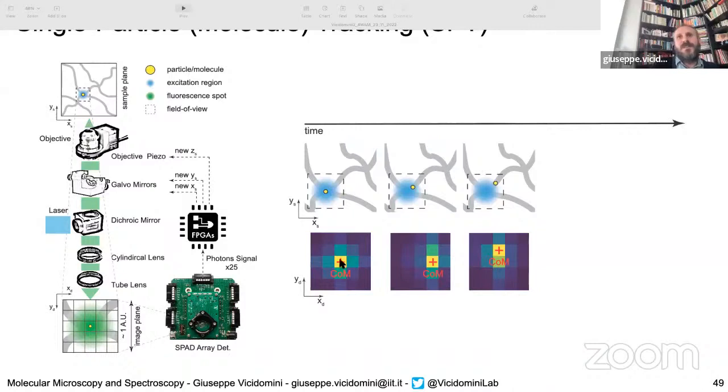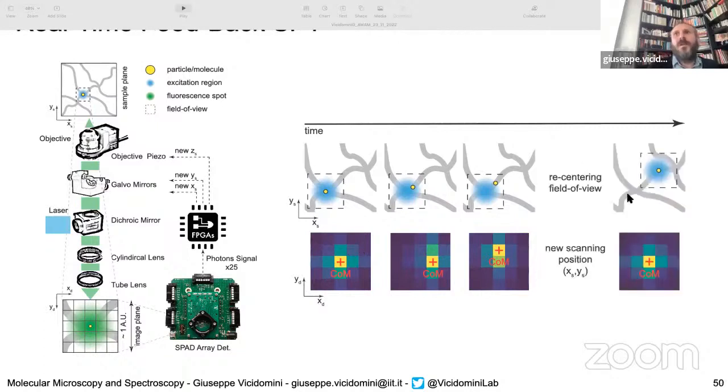So for example, in this case, I can calculate every 10 microseconds the position of the molecule inside my probed volume, by calculating a simple center of mass. What is very important is when the molecule is moving outside of the field of view, because again, this is a very small camera, able to cover only one area unit, roughly 600 nanometers in size. But when the molecule moves outside of the field of view, I can use an open loop, again another FPGA, to recenter my detection volume.